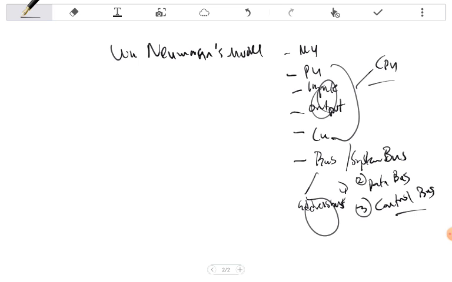Then you have the data bus, which is the second one, and this one sends signals between the processor and the memory unit, and the input and output devices. As opposed to the address bus, which only carries signals relating to addresses between the processor and memory, the data bus sends data. That's why I call it the data bus.